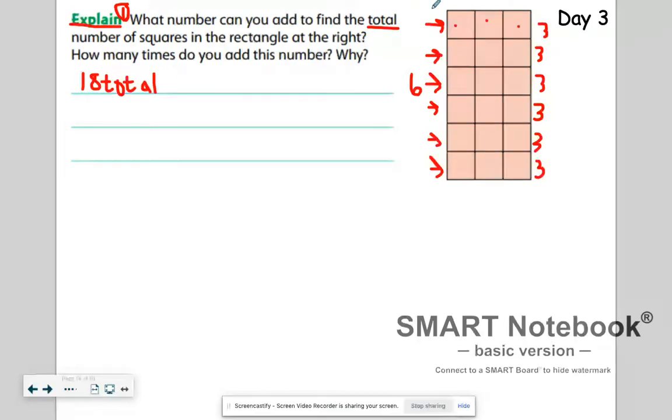All right, so I added 3 6 times. So it says how many times did you add this number? That would be 6 because there's 6 rows. Rows go left to right.